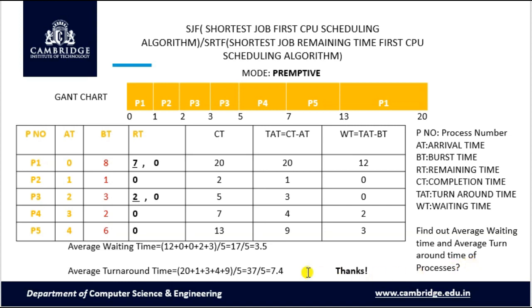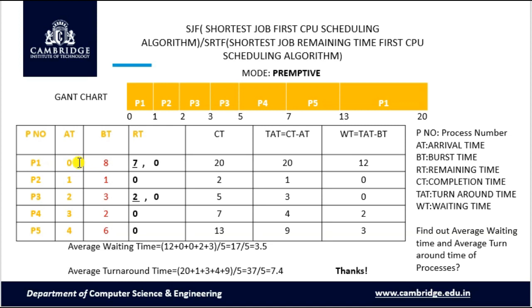Let us start with the first process, P1. Its arrival time is 0 and burst time is 8. Now the arrival time is 0 seconds, so according to the Gantt chart, we are supposed to schedule the process. P1's arrival time is 0, so P1 is scheduled.